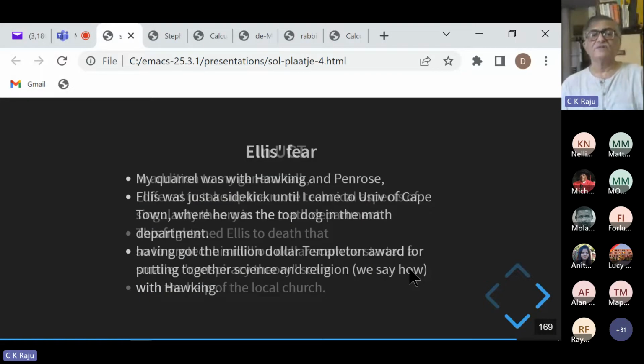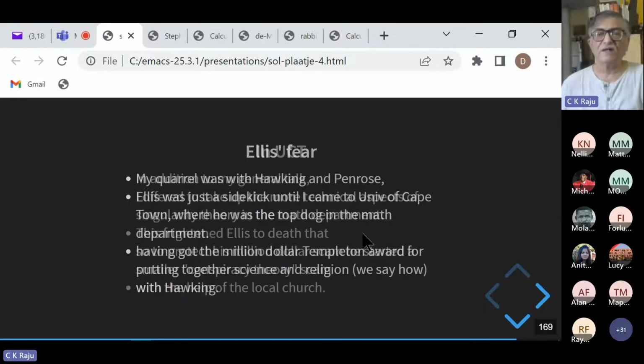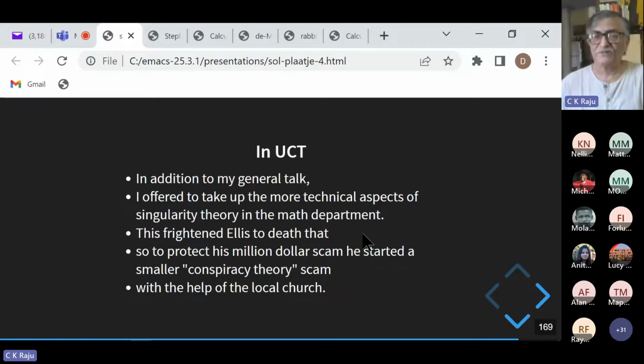So the point I'm making is that mathematicians can put in any kind of prejudice into science through formal mathematics. They have no control. It has nothing to do really with science, but how do you say that? You say that, then this is what happens. Because I offered to discuss this in the math department, I didn't realize. So that is why Ellis was frightened to death, and to protect his $1 million scam, he started the conspiracy theory scam along with the local church.